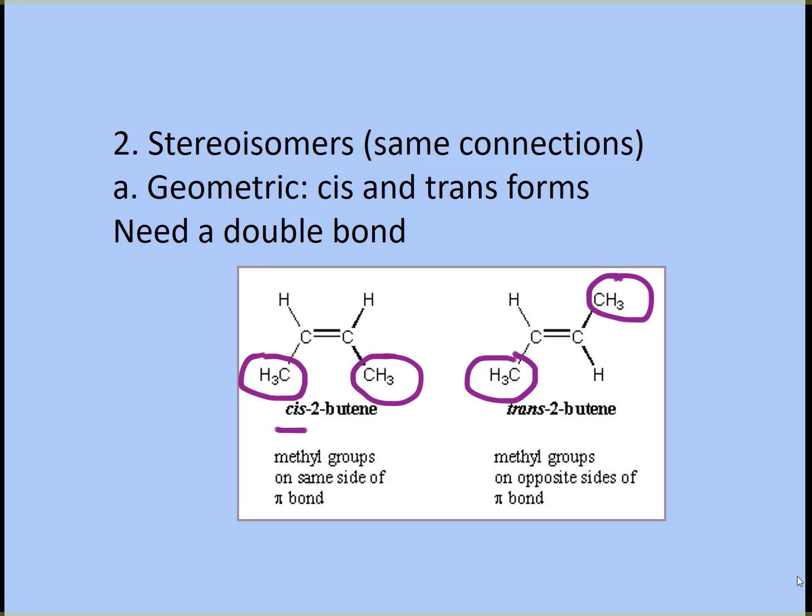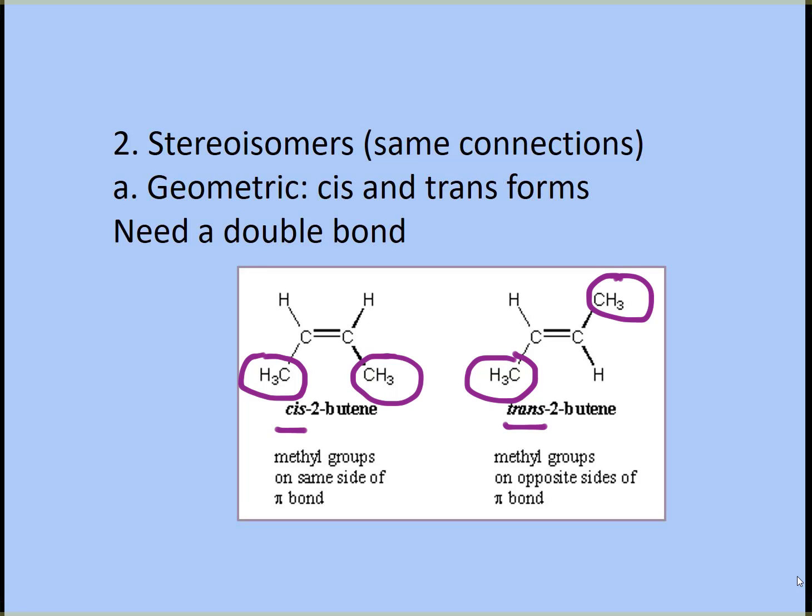I always remember this like sisters or close. And then this is a trans isomer, like a transcontinental railroad travels far, so the functional groups are far away. But again, they're both isomers because they have the same number of atoms. And in this case, they're bonded the same order, but this double bond locks it into place so it can't twist.